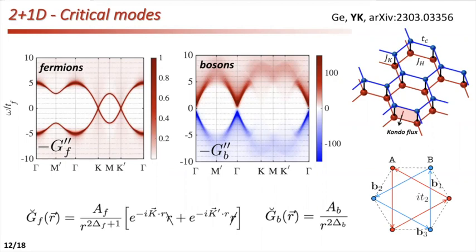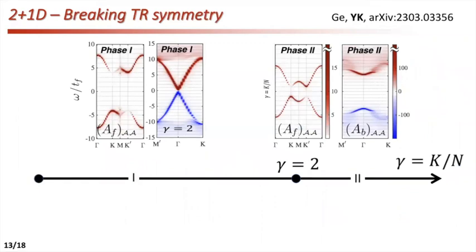Now, what happens if we deform it? One way to deform it is to break the time reversal symmetry. So we use the Haldane method of introducing complex next-nearest neighbor coupling. And what happens is that we get a rich phase diagram. Depending on the ratio of the number of channels to n, there are 2 phases. One phase, we call phase 2, is when both spinons and holons are gapped. And in the other case, the spinons are gapped, but the holons are gapless.